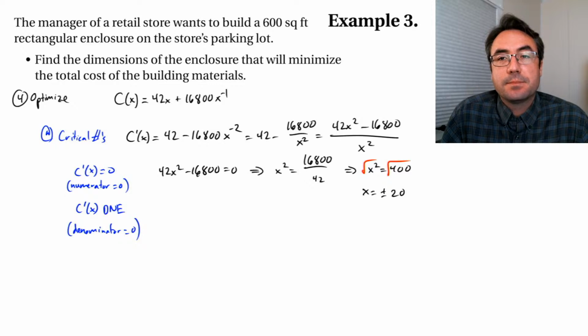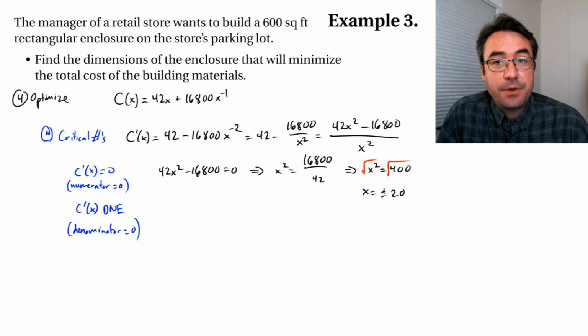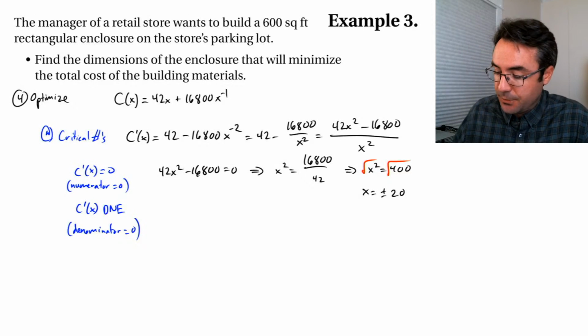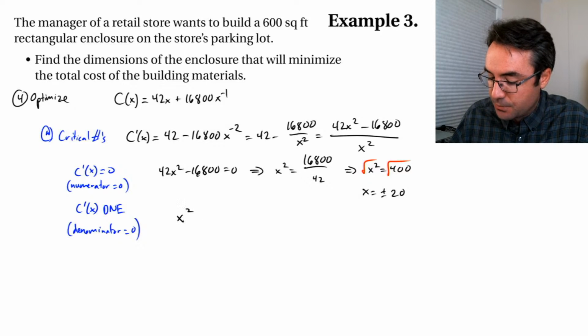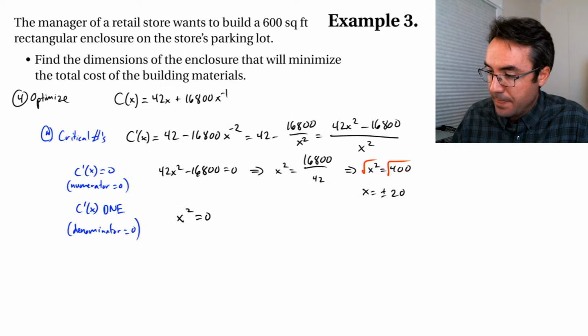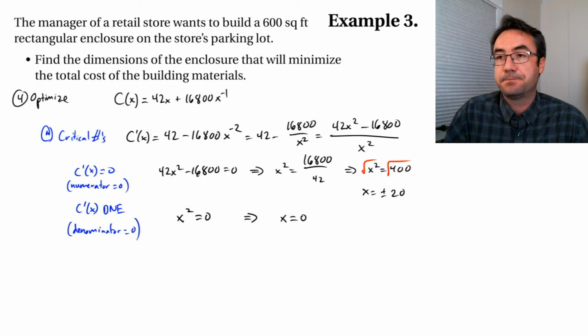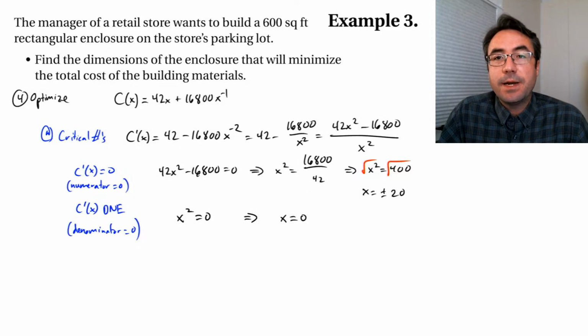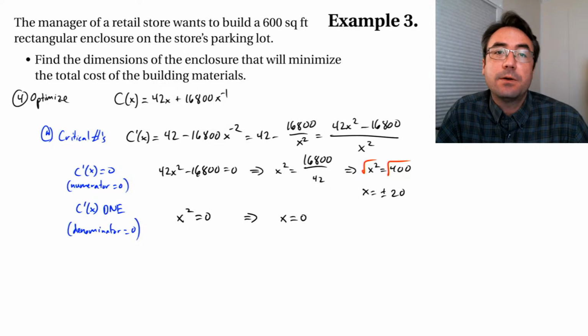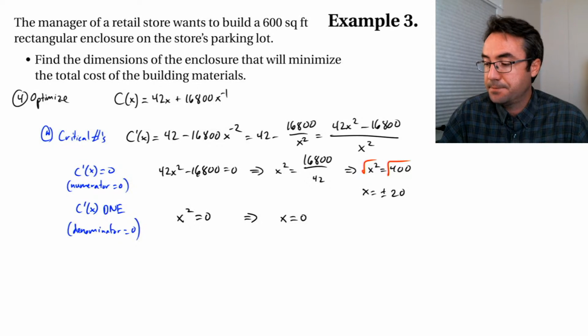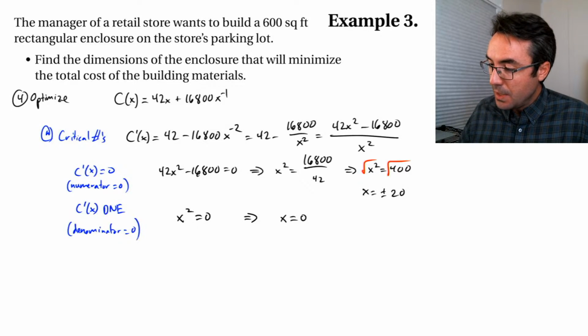All right, so then we want to figure out where the derivative is undefined. So we take our denominator, which was x squared. We set that equal to 0. And when we solve that, we get x is equal to 0. So right now it looks like we have 3 critical numbers that we need to consider.